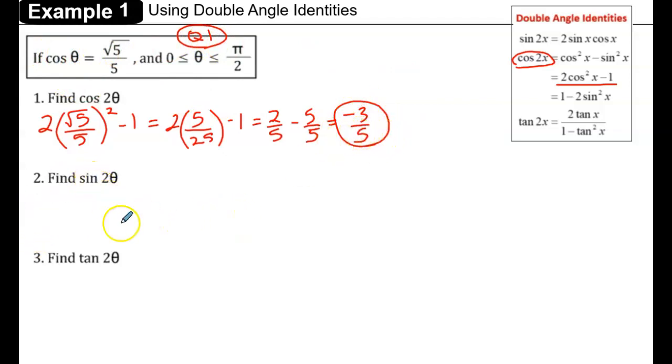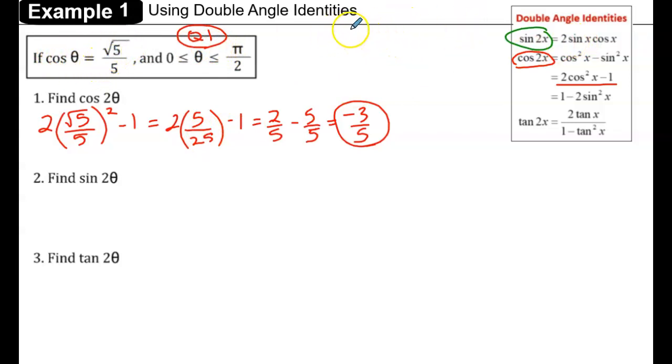So next we want to evaluate the sine of 2 times theta. That's a double angle identity. Here's our double angle identity for sine, and that's 2 sine of x cosine of x. Now we know the cosine of the angle, we don't know the sine of the angle. So we're going to need to use our Pythagorean identity to evaluate the sine when we know the cosine.